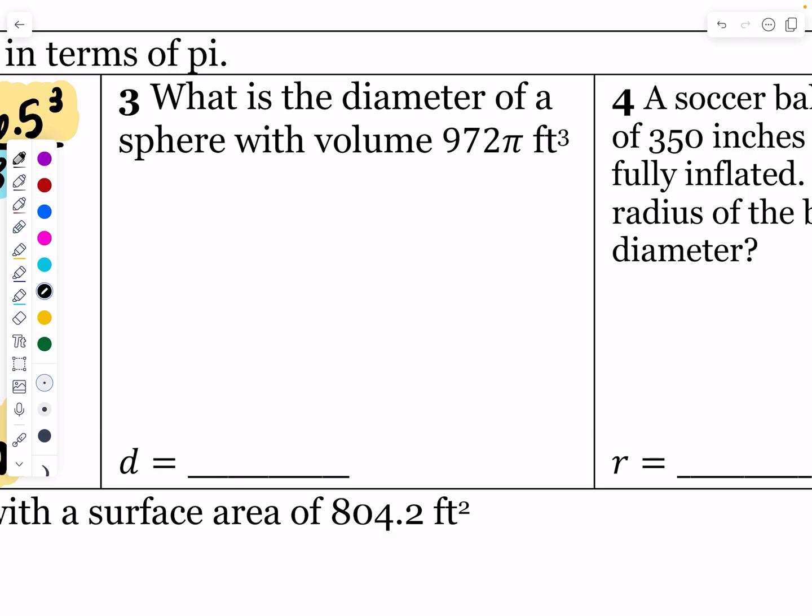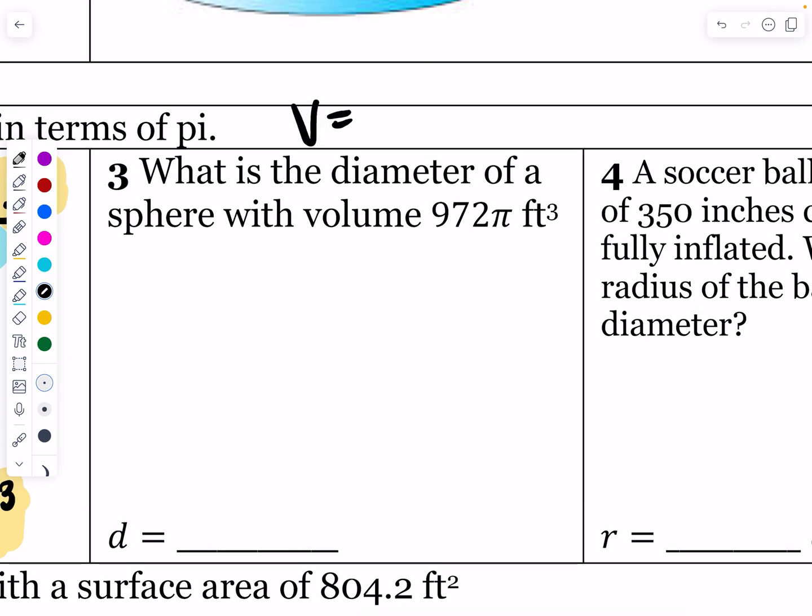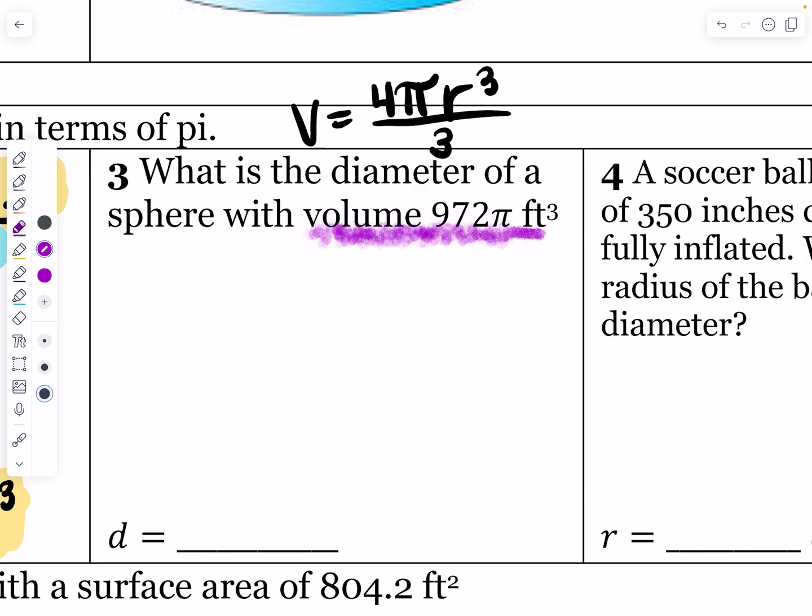So remember, our formula for volume of a sphere is 4 pi r cubed divided by 3, but on this problem, they give you a volume. They say, what is the diameter of a sphere, sorry guys, with a volume of 972 pi feet cubed. So what I can do is actually take that answer for volume and plug it into the formula. Okay, so that's the answer that they got.